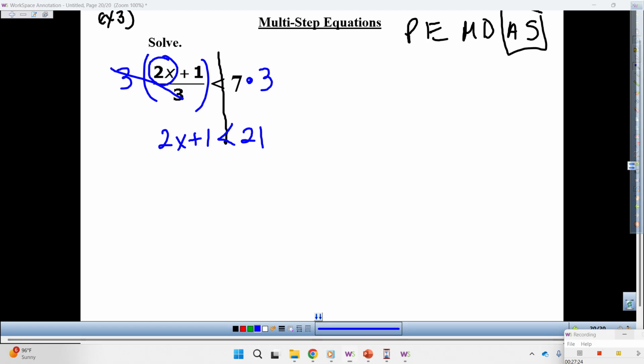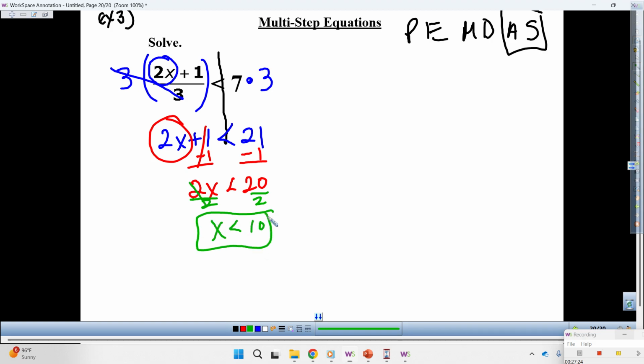All right, good. So what should I do from there? Help me out. Let's go with Alexa. Alexa, what do I do next to leave x by itself? Subtract 1 from each side. That is correct. We're left with 2x less than 20. And everyone, what is our last step? Divide by 2. Divide by 2. X is less than 10. Hands if you got that.